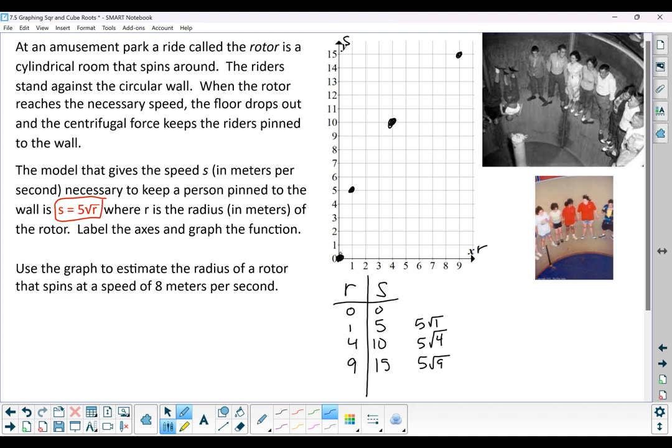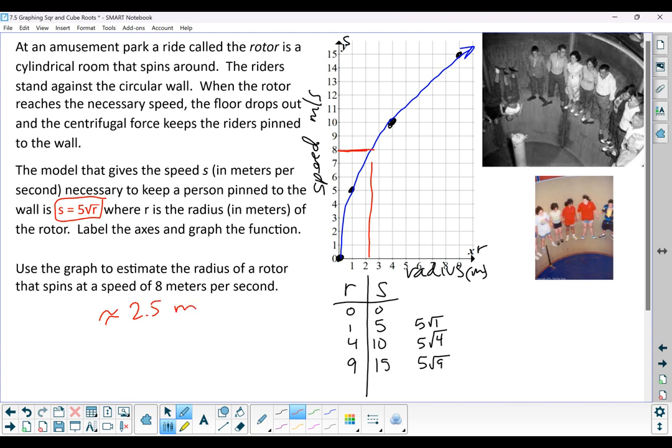So we can kind of sketch this. This axis is telling me about how large the radius is, and this axis is telling me about the speed. The speed is in meters per second, and the radius is in meters. Okay, so use the graph to estimate the radius of a rotor that spins at a speed of 8 meters per second. If it's 8 meters per second, it looks to me like that would be about 2.5 meters.